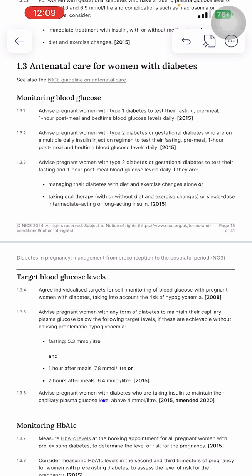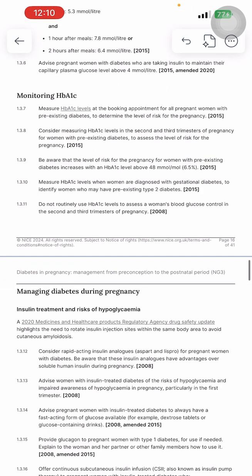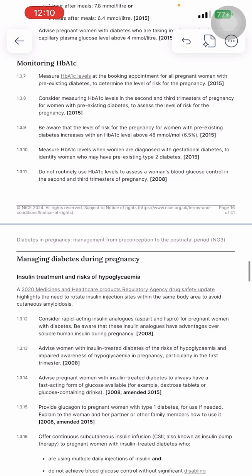Advise pregnant women with diabetes who are taking insulin to maintain their capillary blood glucose level above 4 millimole per liter. If the patient is taking insulin, you have to tell her about the hypoglycemic symptoms and educate her that her sugar level should be above 4 millimole per liter. If it is less than 4 millimole per liter, then she has to immediately take some toffee or any sugary thing to maintain her blood glucose level, because below 4 millimole the patient is in a hypoglycemic state.